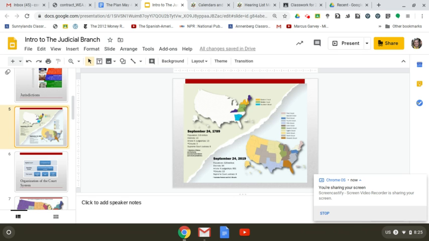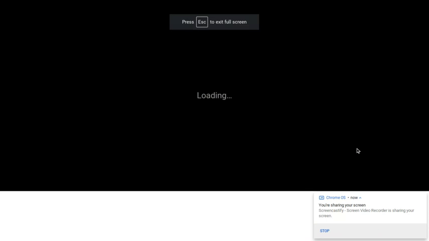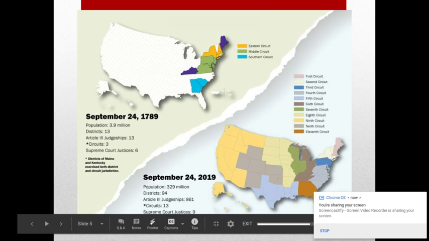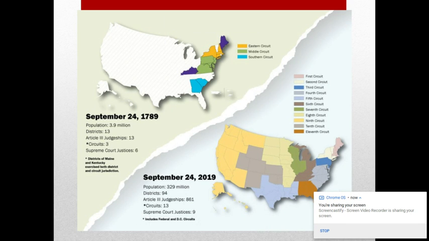Hi, friends. Today, we're going to talk a little bit about the organization of the federal court system. And I thought we would start first by looking at a map that shows us the difference between the federal court system at the time of the Judiciary Act of 1789 to September 24th, 2019. Which seems a long time ago.